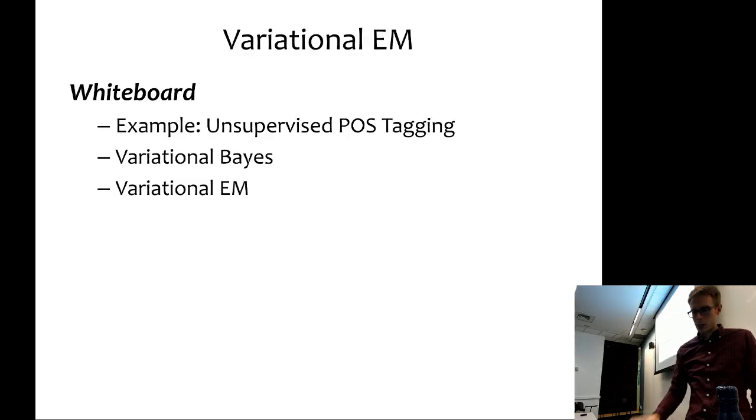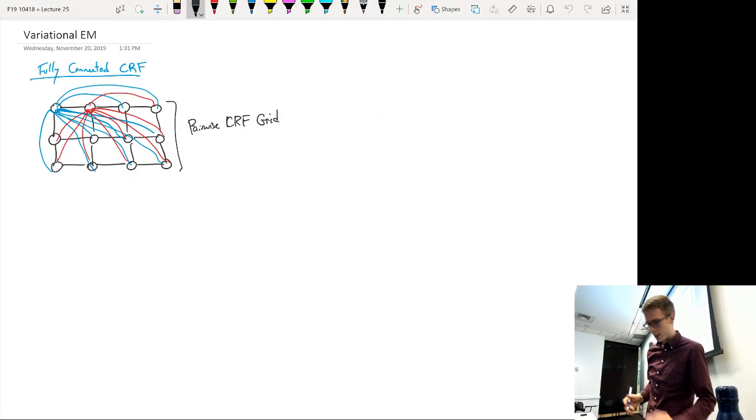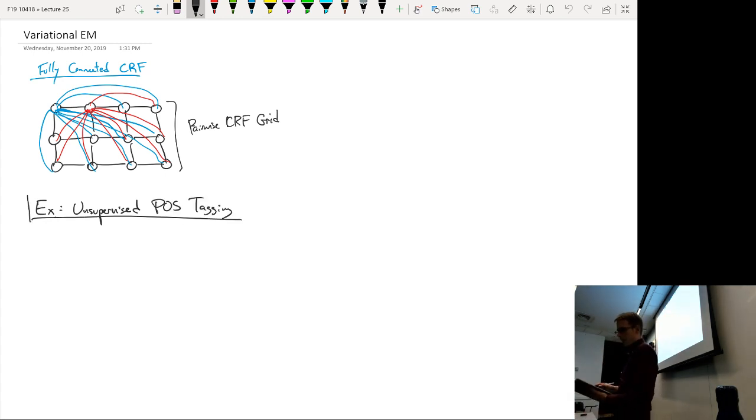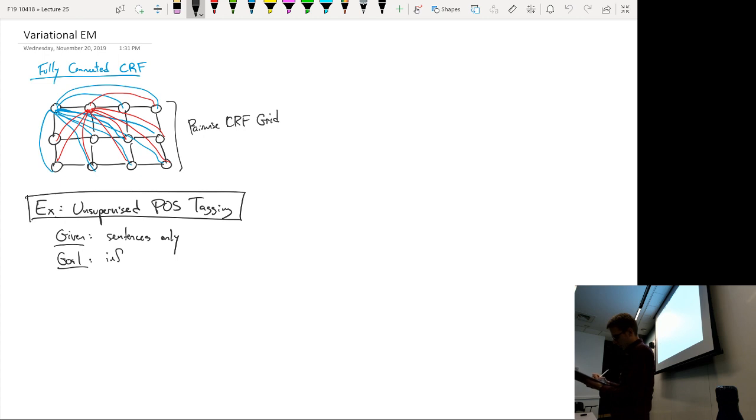Okay, so let's talk about variational EM. So variational EM, in order to think it through, we're going to be looking at an example here. And our example is going to be that of unsupervised part of speech tagging. Okay. And so the idea here is that we're given as our data sentences only. And our goal is actually to infer the POS tags for these unlabeled sentences.